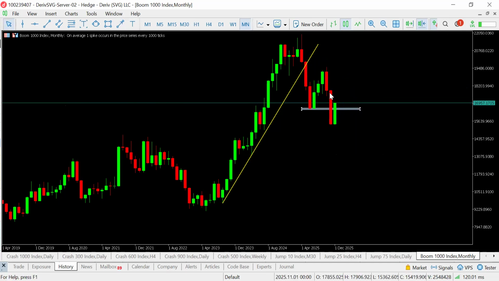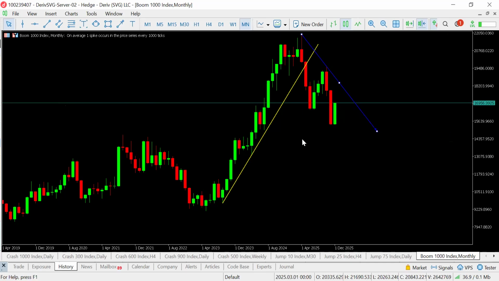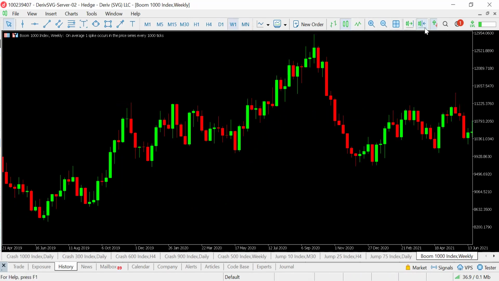So our general bias is that the market is now in a downtrend, but the market is currently retracing upwards. If you ask me, the Boom 1000 index from the monthly time frame is in a downtrend, but buyers are currently pushing the price up by way of a retracement. Then the next thing we'll do is go to the weekly time frame.